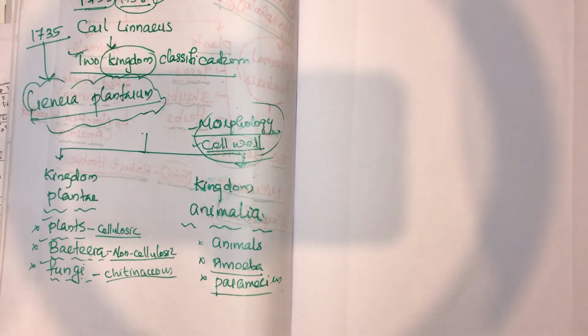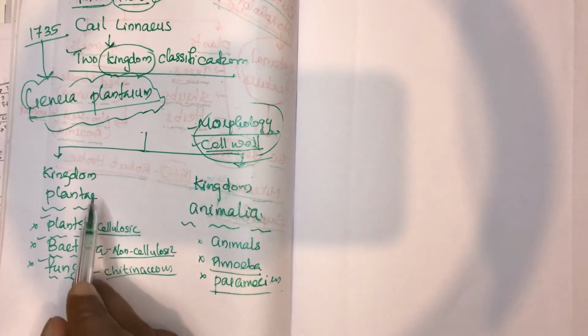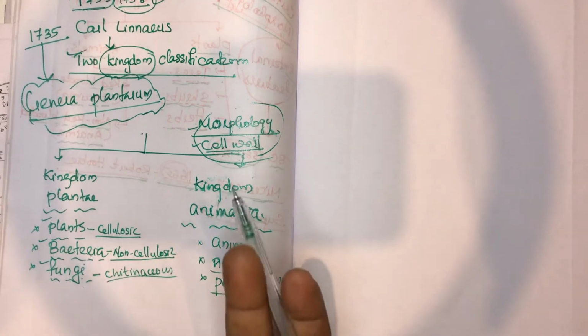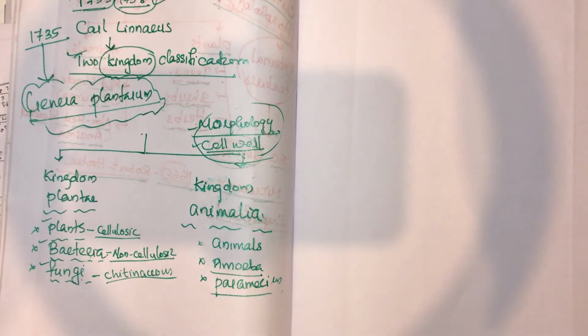But here the organisms of different classes, plants, bacteria, fungi, they have so many differences rather than similarities. So they are grouped under different kingdoms in later classifications.